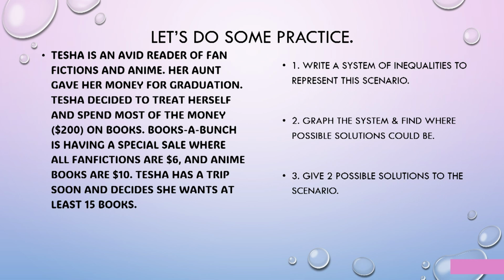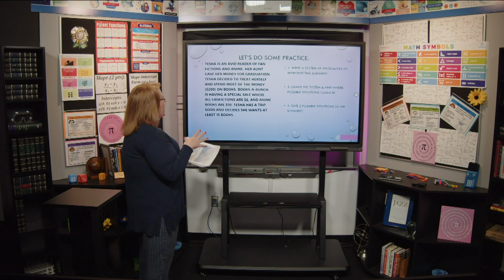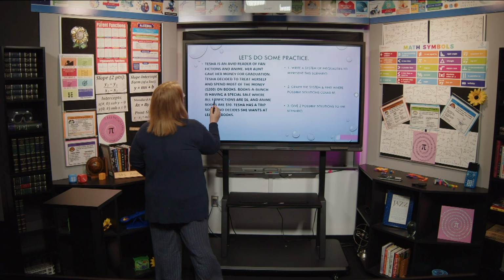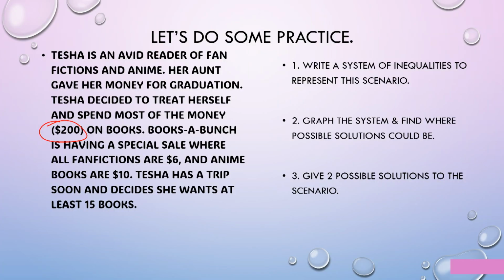Books a Bunch is having a special sale where all fan fictions are $6 and anime books are $10. Tisha has a trip soon and has decided she wants to buy at least 15 books. Same as we always do with our passages, let's go in and circle and indicate some information. So we've got her $200. We've got fan fiction, which is $6, anime, which is $10, and she wants to get at least 15 books.